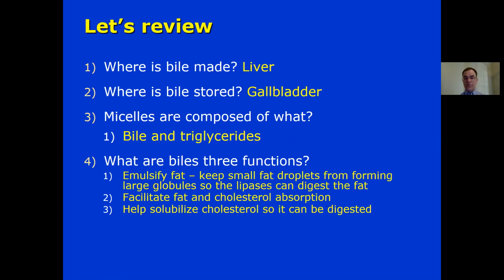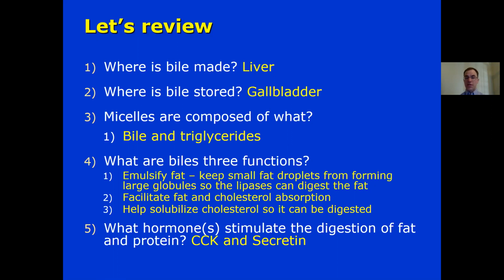What are bile's 3 functions? To emulsify fat, facilitate fat and cholesterol absorption, and then help solubilize cholesterol so it can be digested. So essentially, bile is used to help with the facilitation of taking the fat that we've eaten and breaking that down, allowing the triglycerides to be broken down into monoglycerides and fatty acids to be digested. And again, cholesterol is also coming along with the monoglycerides and the fatty acids.